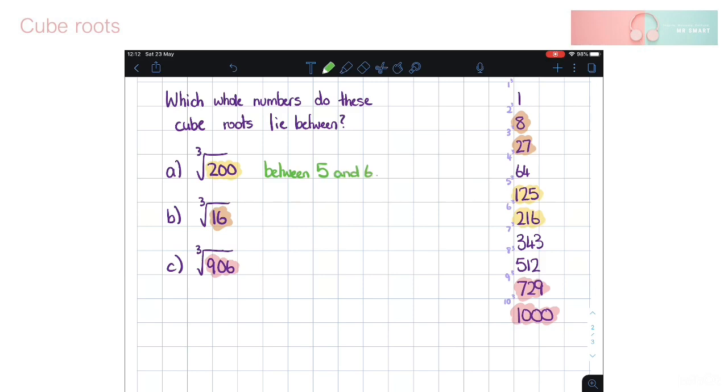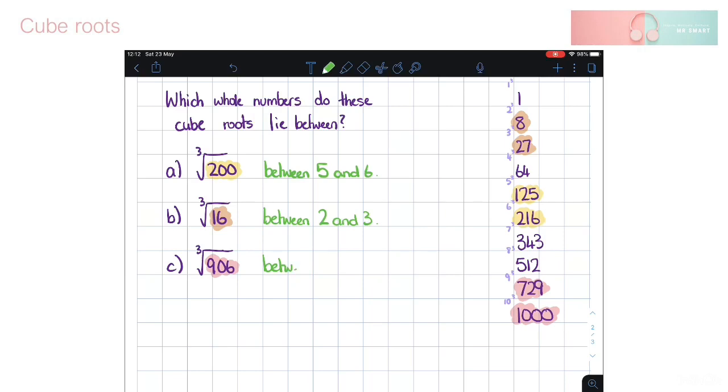Okay, let's have a look to see where the cube root of 16 lies between. And 16 lies between 8, which is 2 cubed, and 27, which is 3 cubed. So the cube root of 16 must lie between 2 and 3.